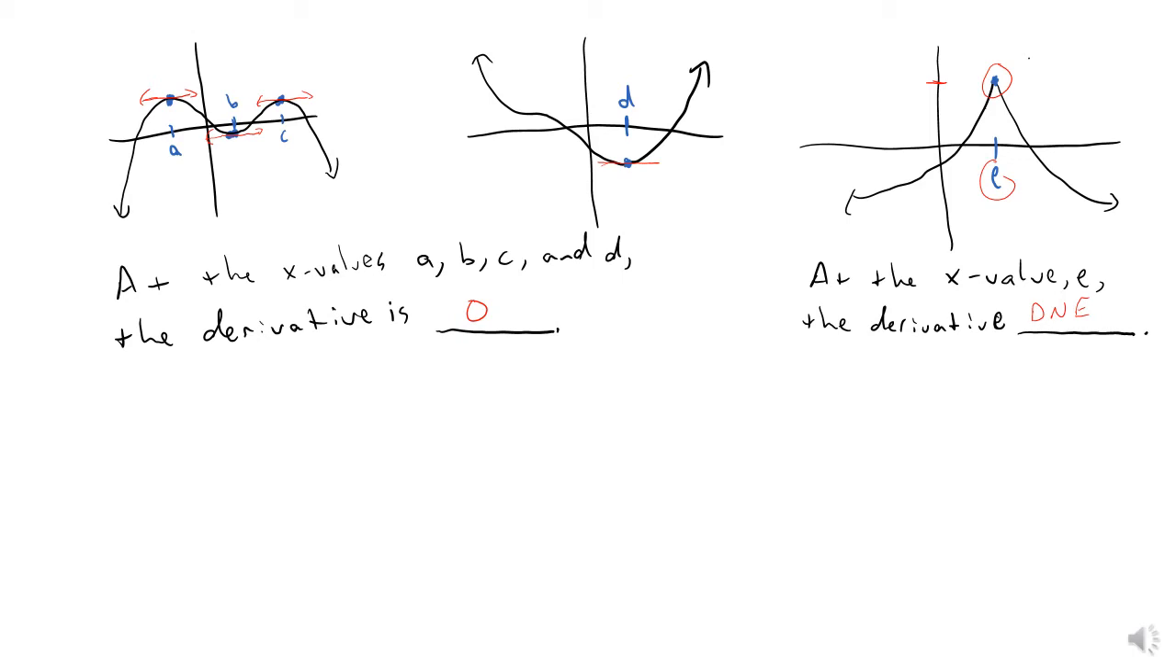We have the x value, or the derivative, being 0 at A, B, C, and D, and the derivative not existing at E, and all of those x values give us extrema. Those x values, whenever one of those 2 things happen, are called critical numbers, or sometimes critical points. So here's an important definition for us.